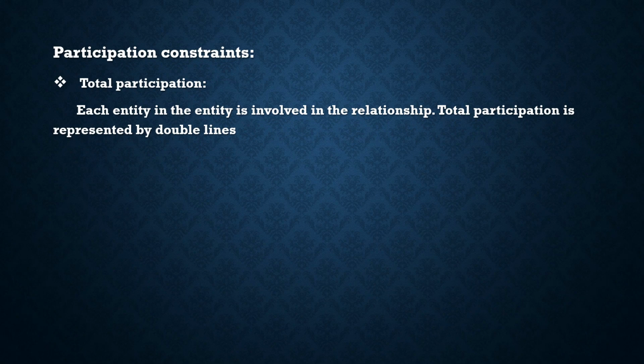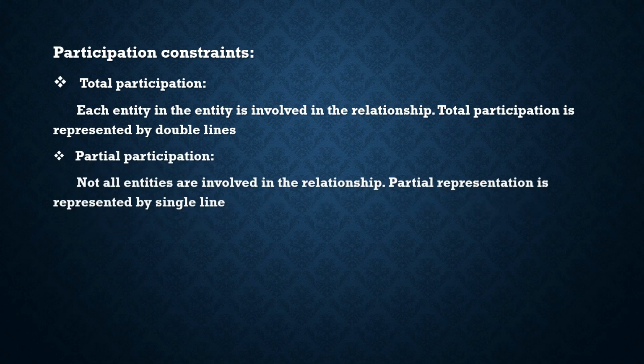It is represented by double lines. The second one is partial participation. Partial participation means not all entities are involved in the relationship. Partial participation is represented by a single line, and total participation is represented by double lines. These two things are very important for your examination also.